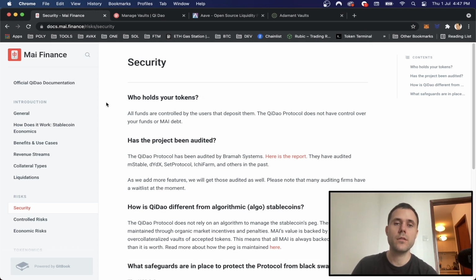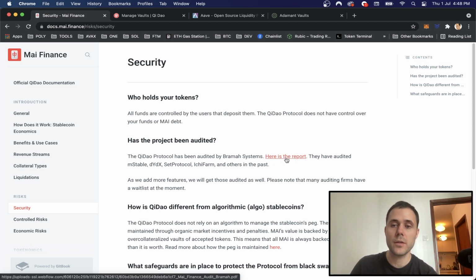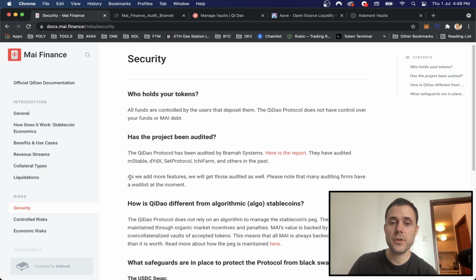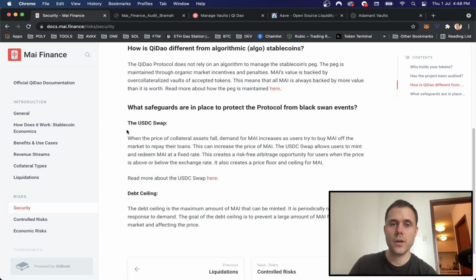As always with any platform, especially in DeFi and cryptocurrency, there is risk attached. So let's take a quick look at that. All the funds are controlled by the users that deposit them, so the only control over the vaults is by the users. The project has been audited by Brahma Systems, and you can also view the report if you go into the documents here. As they are adding more features, those will get audited as well. Again, like we've discussed, the big risk is that the platform falls under peg, which is going to be a significant risk.